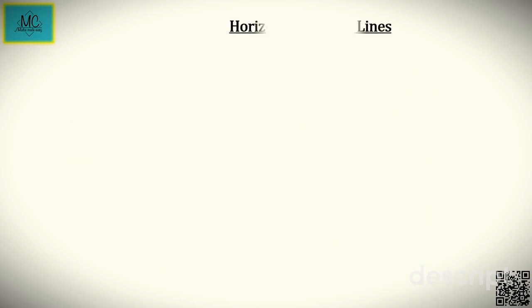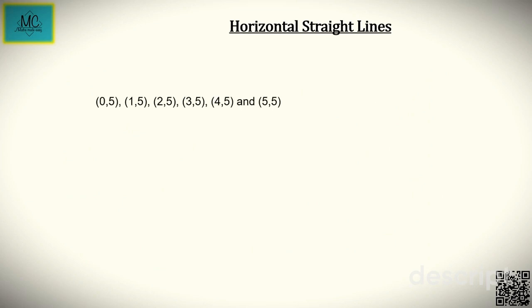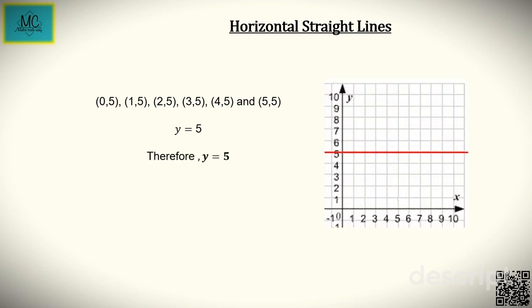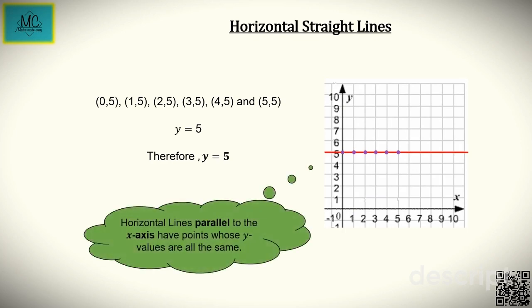Now here, let's understand the horizontal straight line. Horizontal straight lines are also straight line graphs drawn on the axis. Here the points given to us are 0, 5, 1, 5, 2, 5. These are the points on the line, and they have the same y value, y is equal to 5. As you can see, the second value in each coordinate is 5, which means y is equal to 5. So this is what my straight line will look like. And this is going to be parallel to my x-axis.